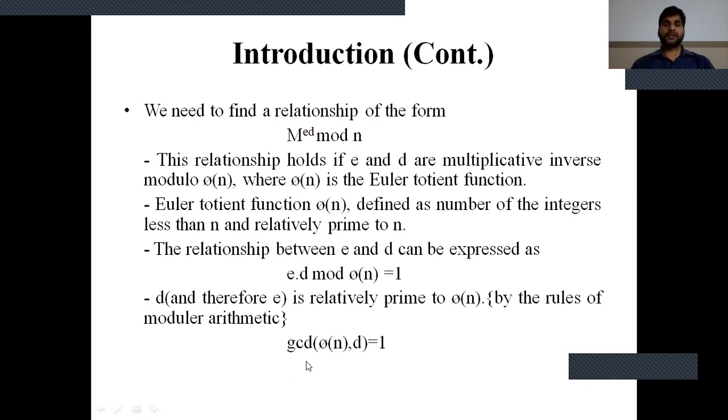So GCD of phi n comma D equals 1, and GCD of phi n comma E equals 1. This is the property: if GCD of phi n comma D equals 1, then they are relatively prime, otherwise not. So D is a relatively prime number to phi n, and similarly GCD of phi n comma E equals 1, so E is also relatively prime to phi n.